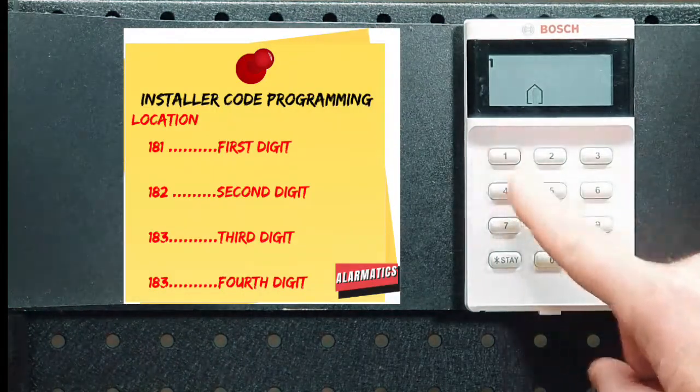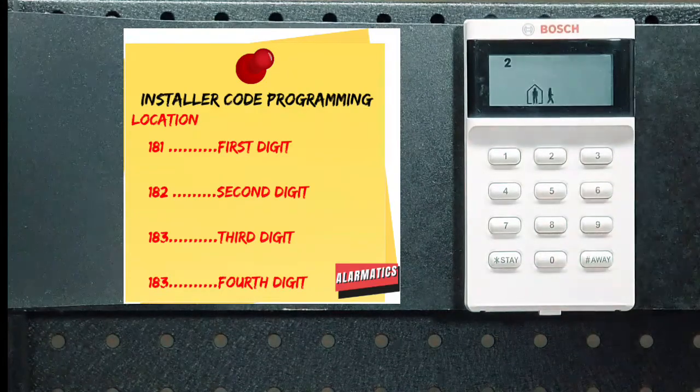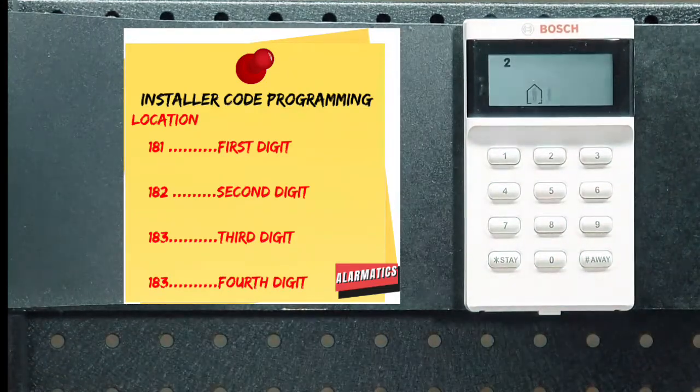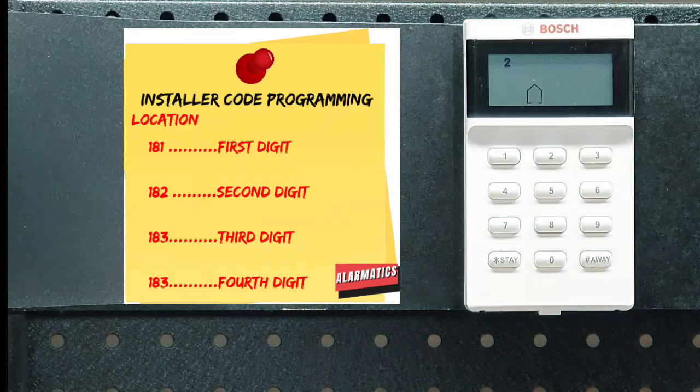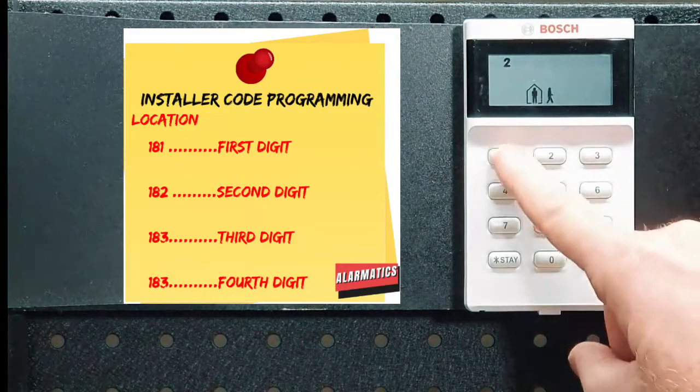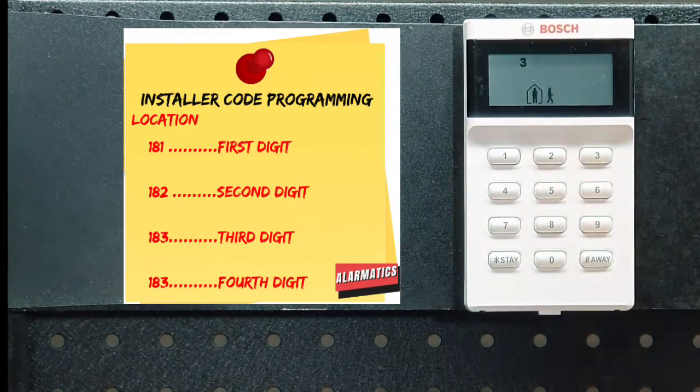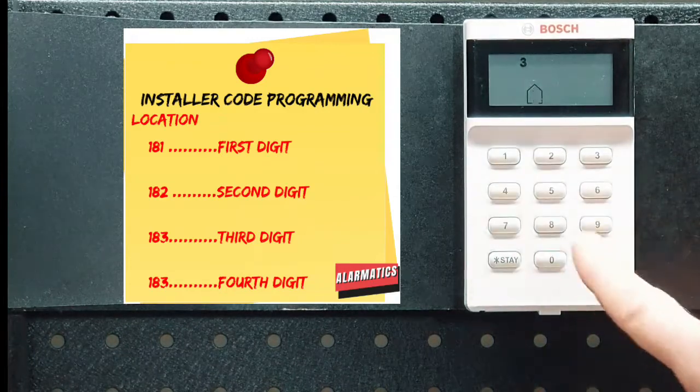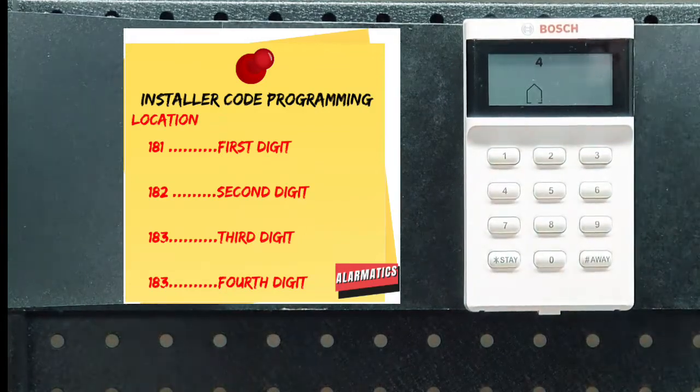Now I can jump to 182, the second digit of the installer code, and it currently contains a 2, which is right. Then I can jump again to 183, the third digit, and to 184, the fourth digit, which is a 4. So we've confirmed that the installer code is 1234.